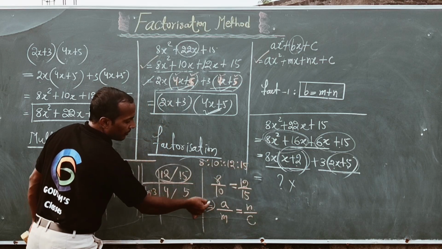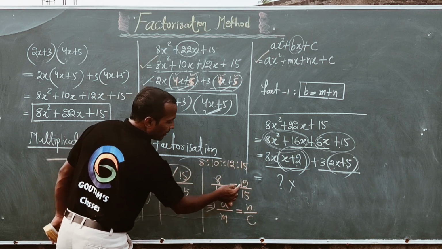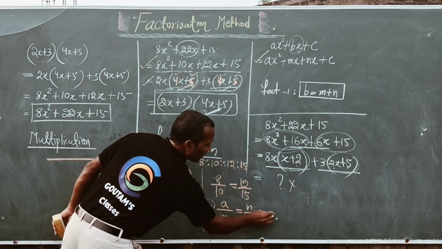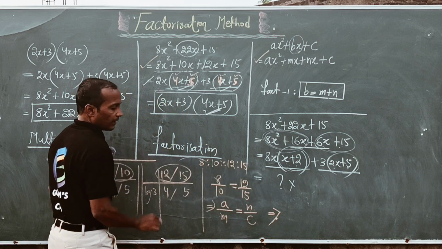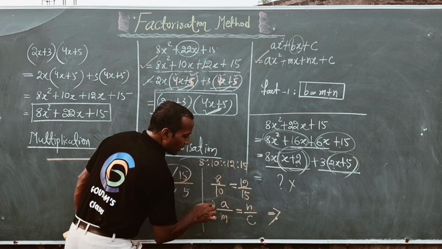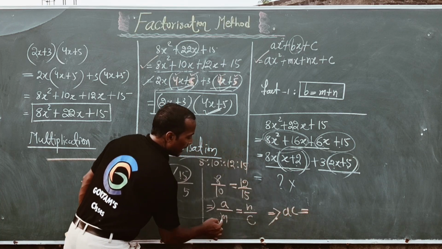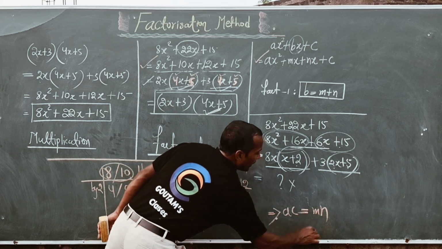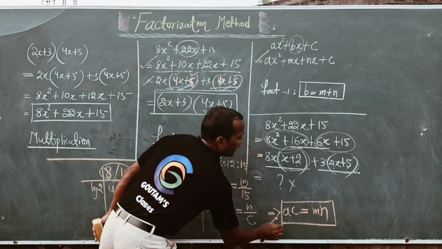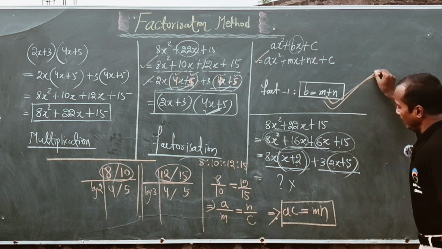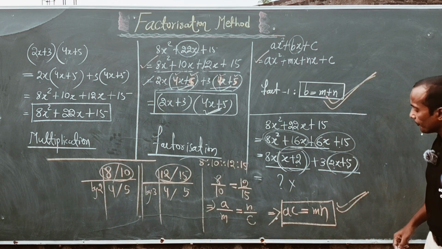In other words, you can understand from here like this: 8 is to 10 is equal to 12 is to 15, which means A by M is equal to N by C, which means cross multiply, and what you get, you see, A with C gets multiplied, AC, M with N, MN. This is the second fact. We had fact number 1 here, and this is fact number 2.